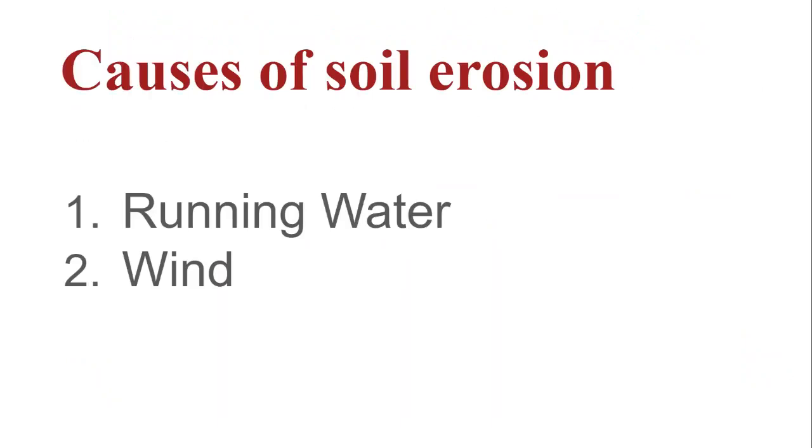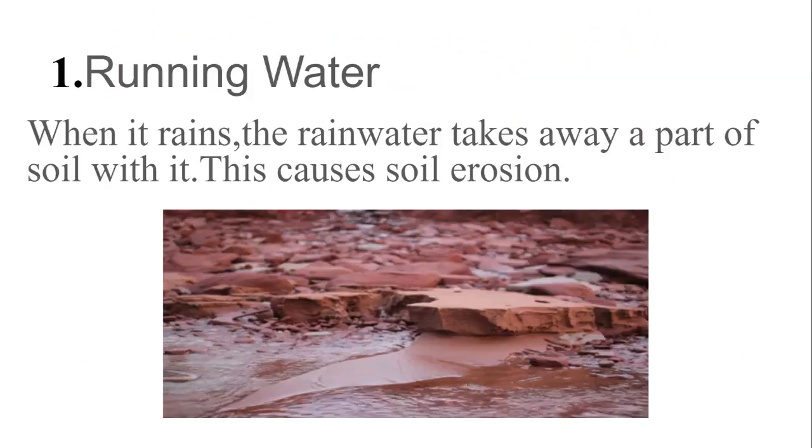Children, now let us just talk about the causes of soil erosion. Dear children, there are two main causes of soil erosion: running water and wind. Now let's discuss in detail about each cause. Dear children, running water can take away a part of soil with it. You know what? When it rains, the rainwater takes away a part of soil with it, thus leading to soil erosion.